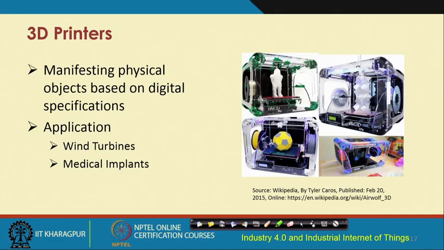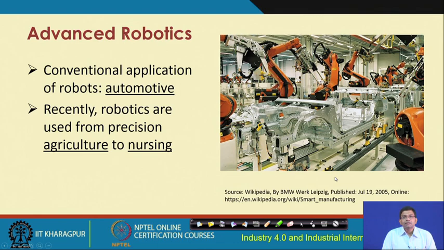So, 3D printers have applications in wind turbines, medical implants, and so on. Advanced robotics, connected robotic equipment, are being used in the automotive industries. Robots are also used in the medical domain for robotic surgery, which is happening worldwide. Robots and their use in agriculture, robots and their use in nursing. Connected robotics is quite common now in automotive industries and in agricultural fields.